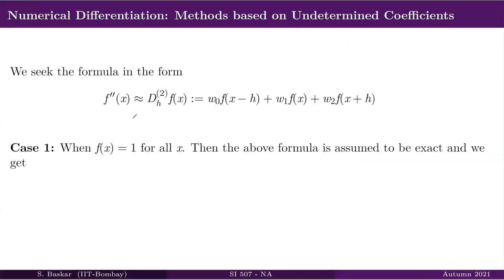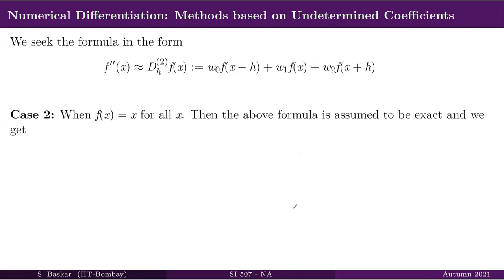Let us take the first case, that if f of x is identically equal to 1 for all x, then the above formula can be written as W0 plus W1 plus W2 is equal to f double dash of x, that is equal to 0. And therefore, this is our first equation to be solved.